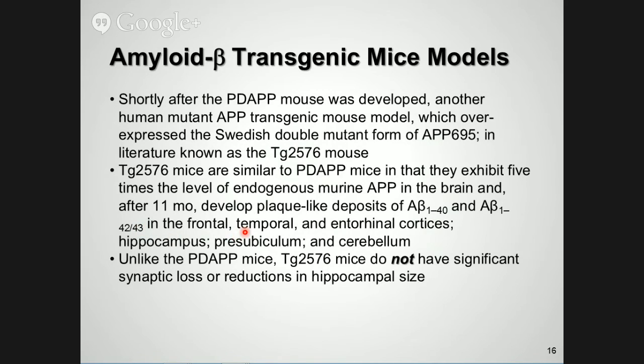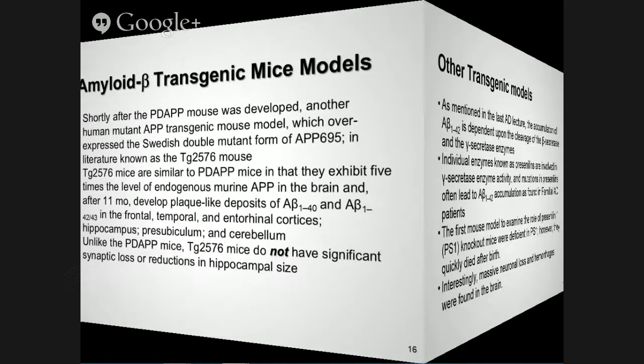In Alzheimer's, this is where you find those deposits in the frontal lobe, temporal lobe, entorhinal cortices, hippocampus, exactly as you'd expect. However, one of the things that's wrong with this mouse is that you don't really have significant synaptic loss. You get the accumulation of these toxic fragments, but you don't really have synaptic loss, and you don't really have any reductions that are visible in terms of loss of hippocampal neurons. So this, again, is not a perfect model mouse either, and this only came out 2 years after the original PDAPP mouse.